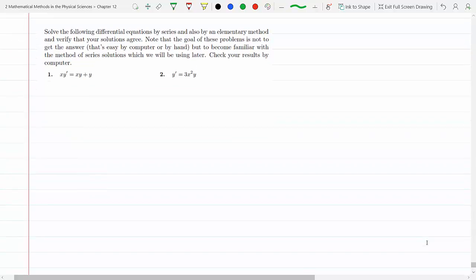Solve the following differential equations by a series and by elementary method to verify the solution. Okay, so in this question I will do question number 1, and I will show you how to solve this differential equation using the series method.